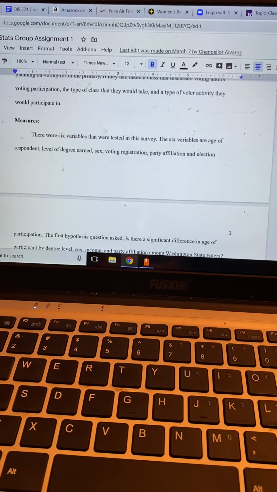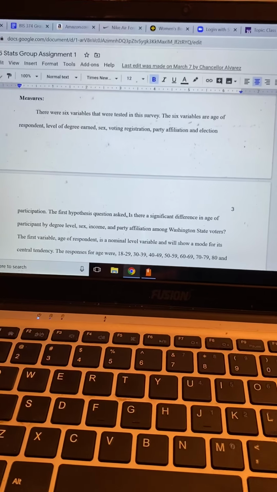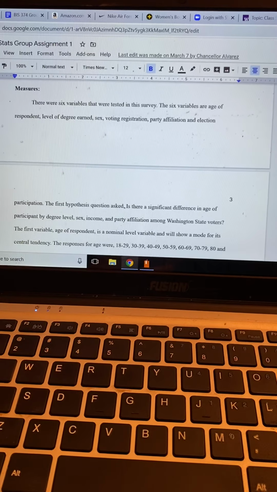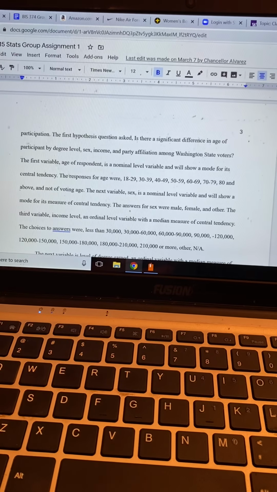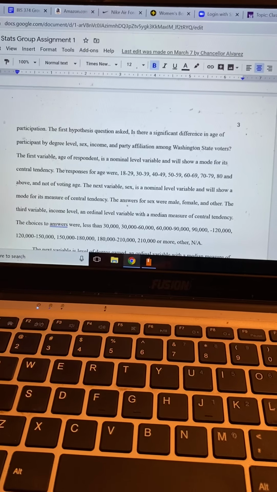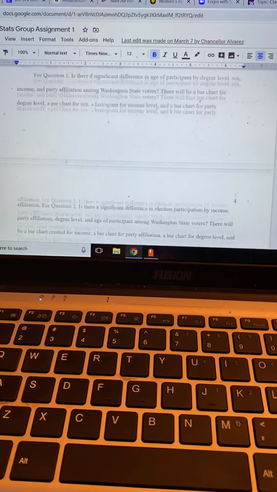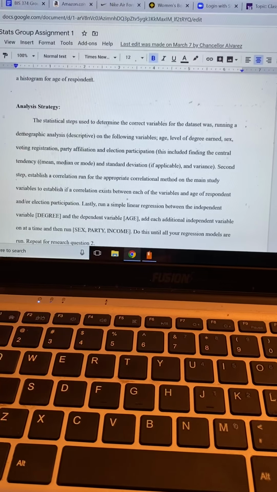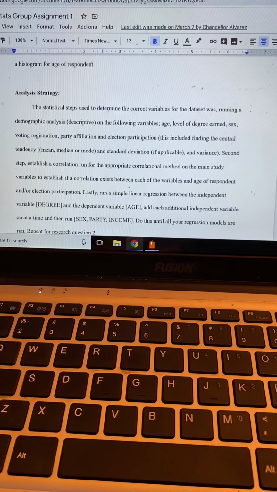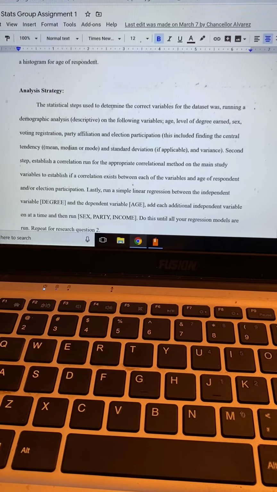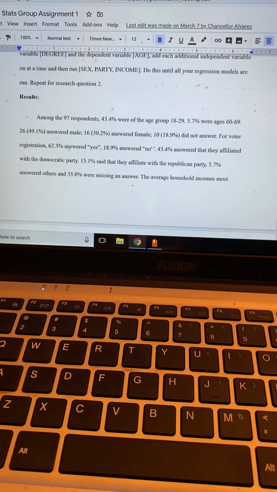We had our measures, which were the ranges and answers that we had for each question that we asked them. And then we had our analysis strategy. So this is how we analyzed our specific areas of field work, and these were actually our results.